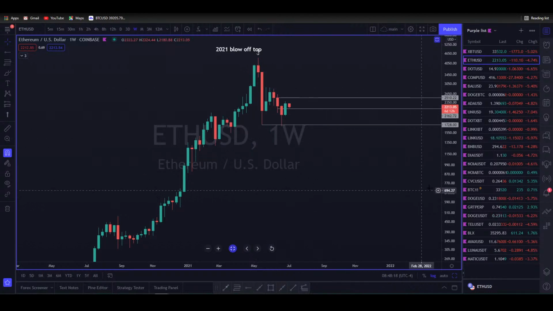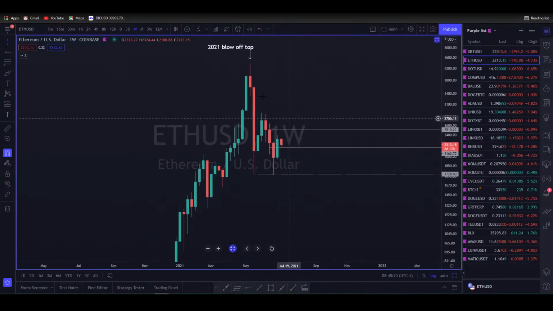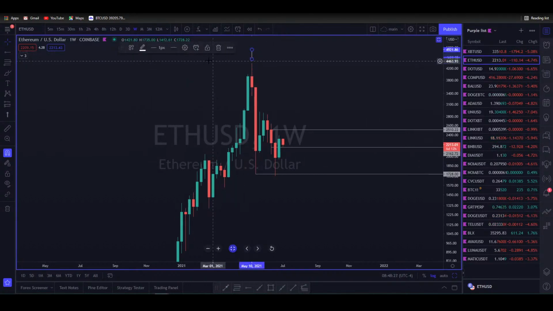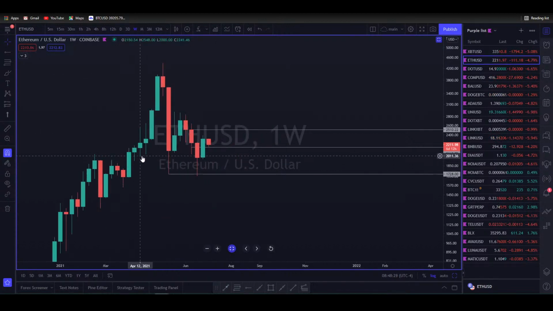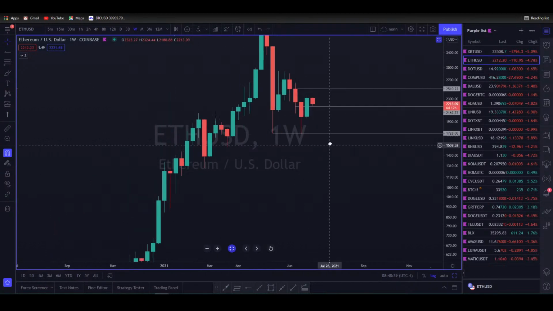ETH looks good. Look at what ETH did. And yes, it is a blow off top, guys. On ETH, this is a blow off top right here. There's your top, high made. Boom. Two weeks of price action took out almost six weeks. That's blow offy.